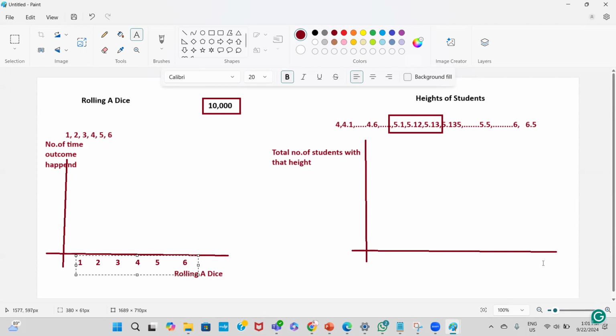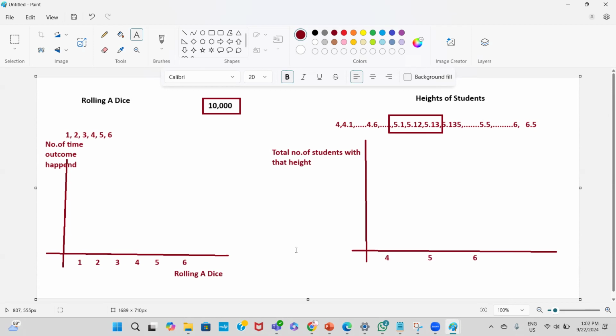But what are the possible heights? This cannot actually be predicted. Because there are infinite values, you cannot say 5.1. Between 5.1 and 5.12, there are infinite values. So you cannot represent every value; we'll just represent ranges, like 4 feet, 5 feet, and 6 feet. Now how do I represent this in graphical form?